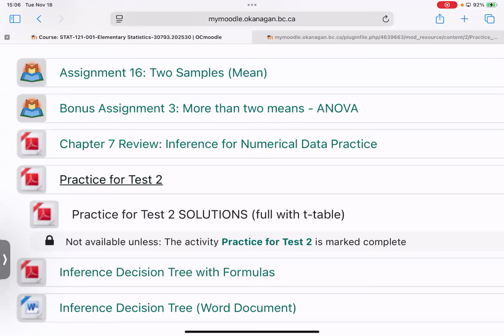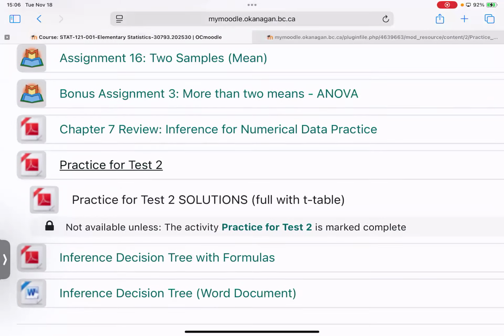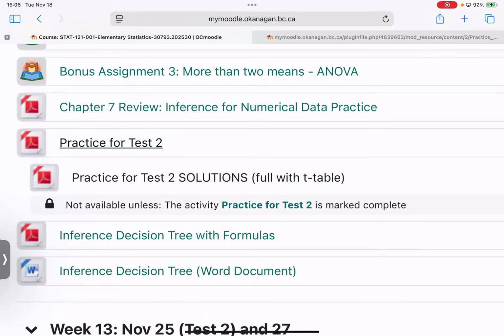And I posted the solutions, but this is where I did something. I don't remember doing that, but you have to mark the practice for test 2 as complete. I think that's pretty easy to do. I can change that setting, I guess. But I think you can just say it's completed. I'm pretty sure. And then it'll open the solutions.